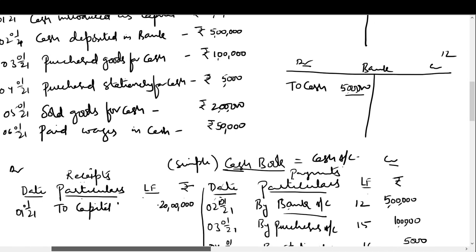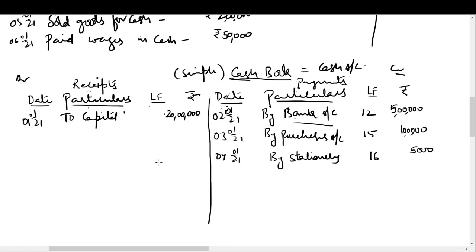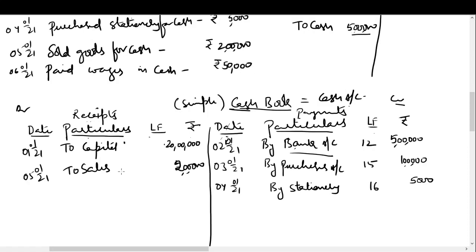Sold goods for cash. On 5th January I have sold some goods for cash for rupees 2 lakh. So it's a receipt of cash. When I sell goods I will get some cash. So I'll write here to sales, rupees 2 lakhs. Now I have recorded a receipt.